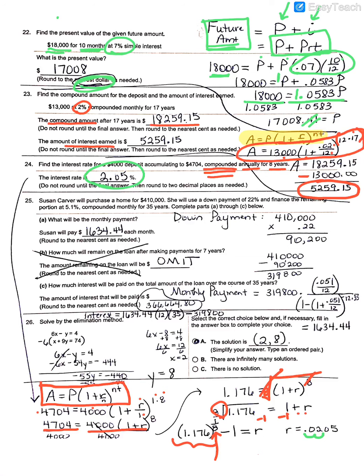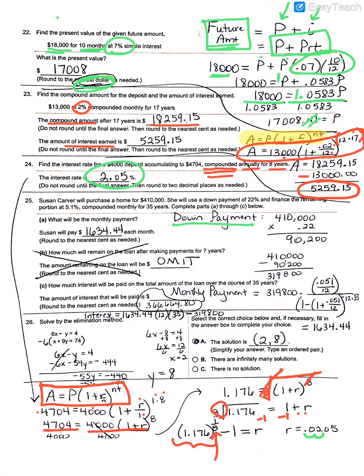Okay, on number 25, Susan Carver purchased a home for $410,000. It said she will use a down payment of 22% and then finance the remaining portion at 5.1% compounded monthly for 35 years. So in this case, we are using the monthly payment formula, but before we can do that, we've got to look at her down payment.